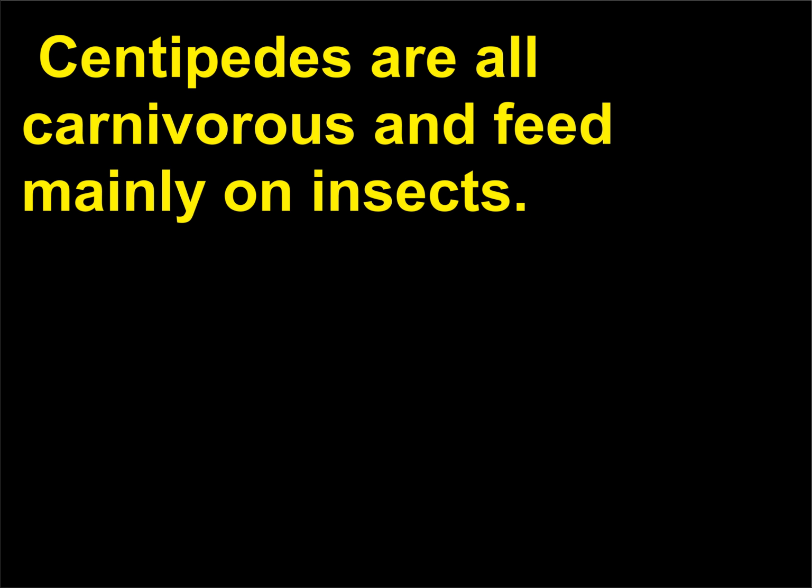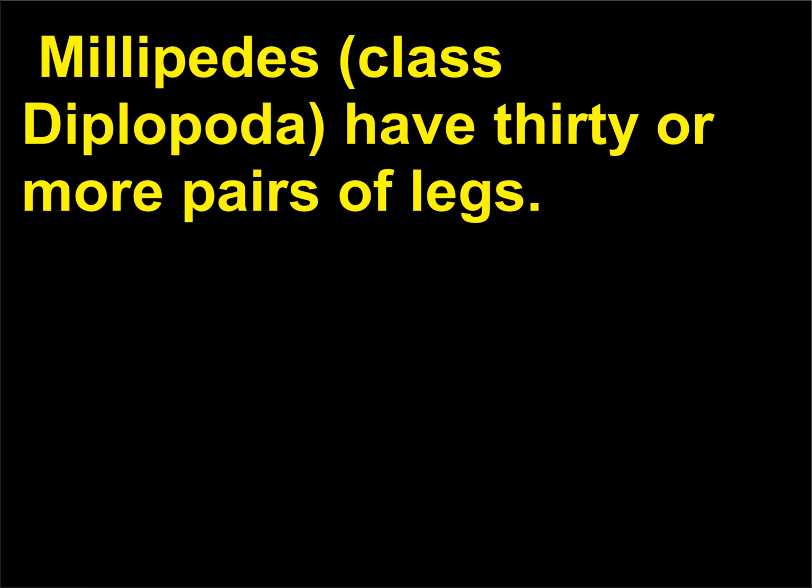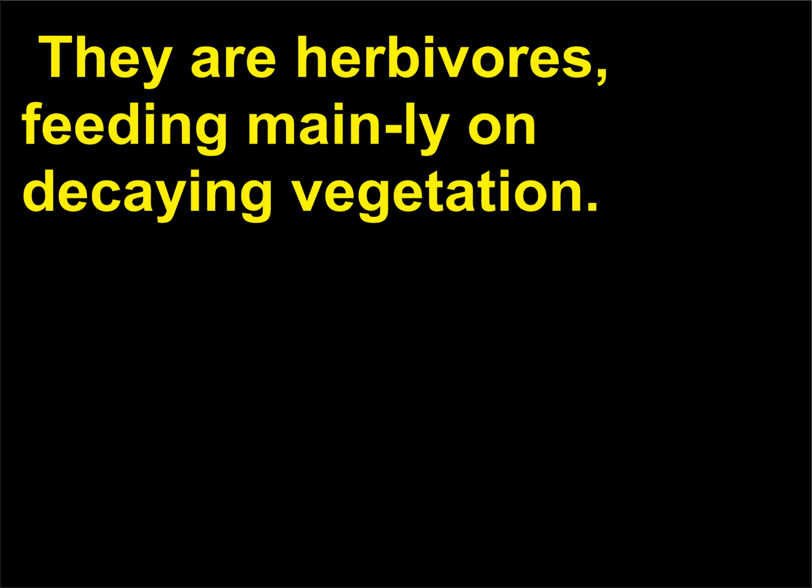Centipedes are all carnivorous and feed mainly on insects. Millipedes, class Diplopoda, have 30 or more pairs of legs. They are herbivores, feeding mainly on decaying vegetation.